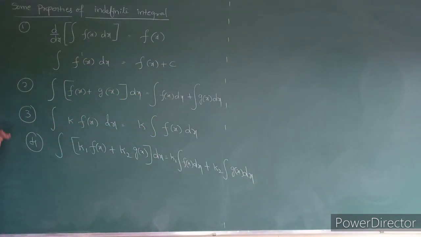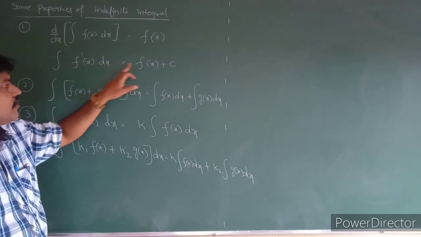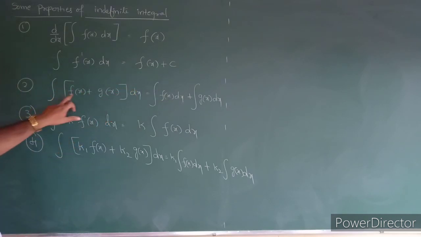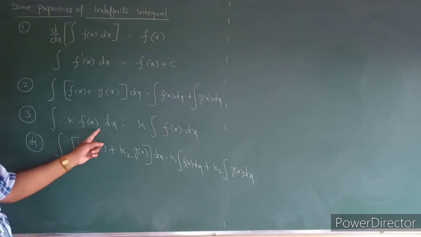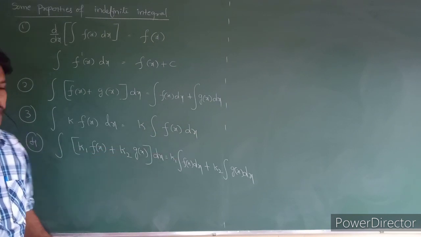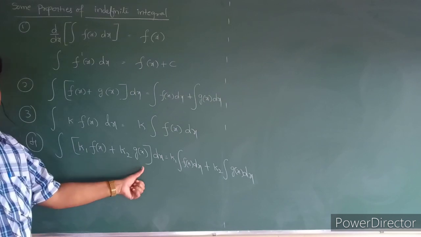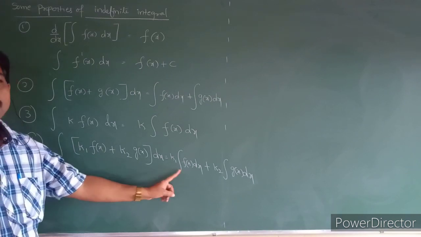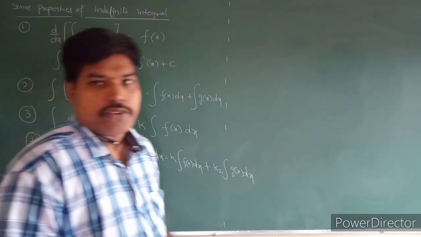So you can see these are the ones here. The derivative of the integral of f of x into dx is f of x. The integral of f dash of x into dx is equal to f of x plus c. The integral of f of x plus g of x, you can write as the integral of f of x plus the integral of g of x. The integral of k into f of x into dx, you can write as k into the integral of f of x into dx. The integral of k1 into f of x plus k2 into g of x into dx can be written as k1 into the integral of f of x into dx plus k2 into the integral of g of x into dx. Okay. See the points here, students.